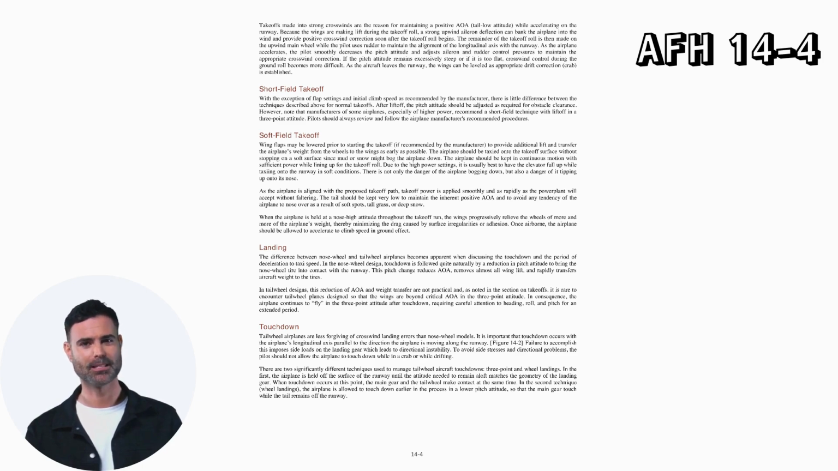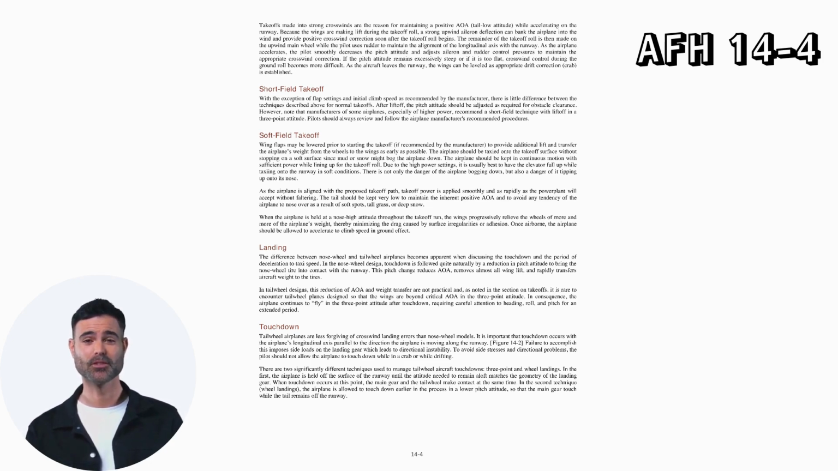When the airplane is held at a nose-high attitude throughout the takeoff run, the wings progressively relieve the wheels of more and more of the airplane's weight, thereby minimizing the drag caused by surface irregularities or adhesion. Once airborne, the airplane should be allowed to accelerate to climb speed in ground effect.